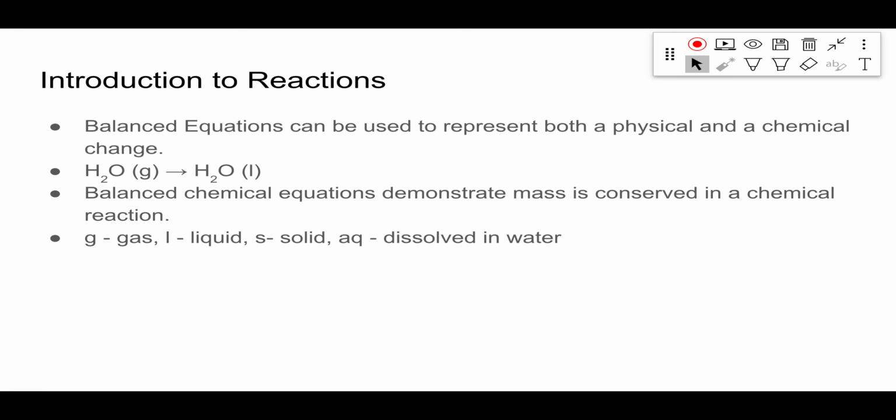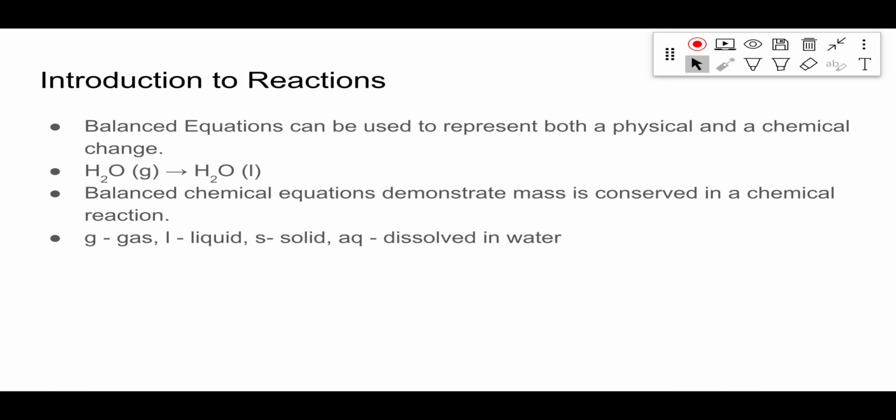When we're doing chemical reactions, sometimes it is going to just represent a physical change. For example, H2O as a gas changing to H2O as a liquid. That's just a physical change. All it did was go through the process of condensation and went from a gas to a liquid. And you can still balance those equations. They can still have coefficients in front of them, but it is still just representing a physical change.